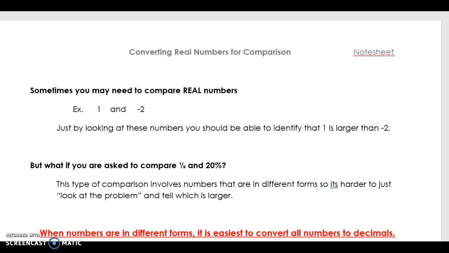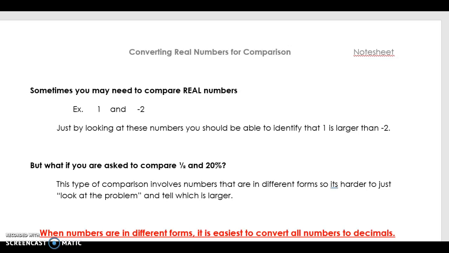Okay, continuing on from last week, we focused on real numbers and identifying their type using descriptor words. So this week, we're going to look at how sometimes you may need to compare those real numbers. Looking at the first example there, 1 and -2, just by looking at these comfortable numbers, you should be able to easily identify that 1 is larger than -2.